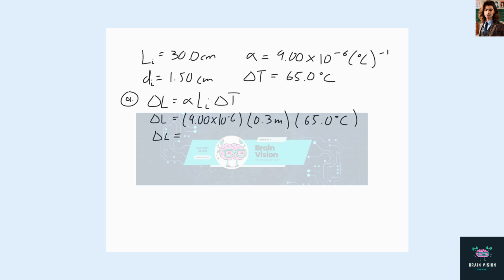And you should find that the change of length of the rod is equal to 1.76 times 10 to the negative 4 meters, which is the same thing as 0.176 millimeters. To put that in perspective.